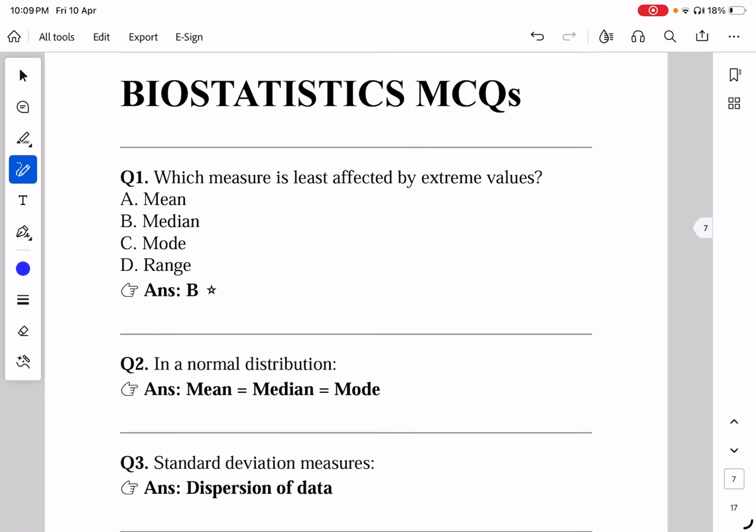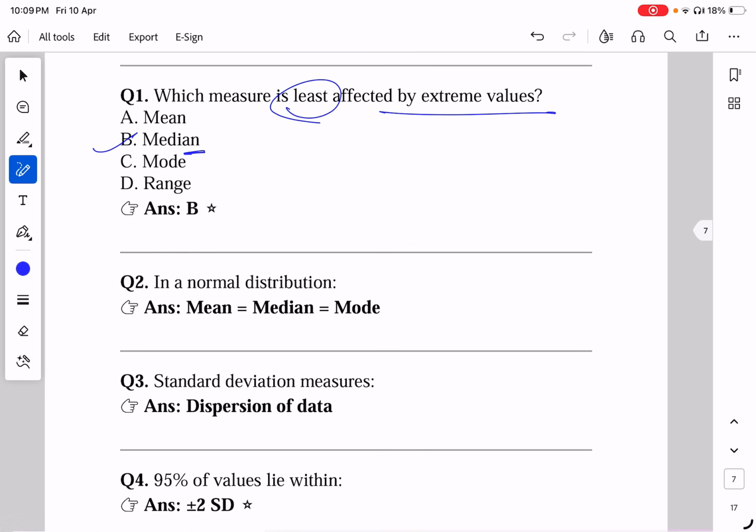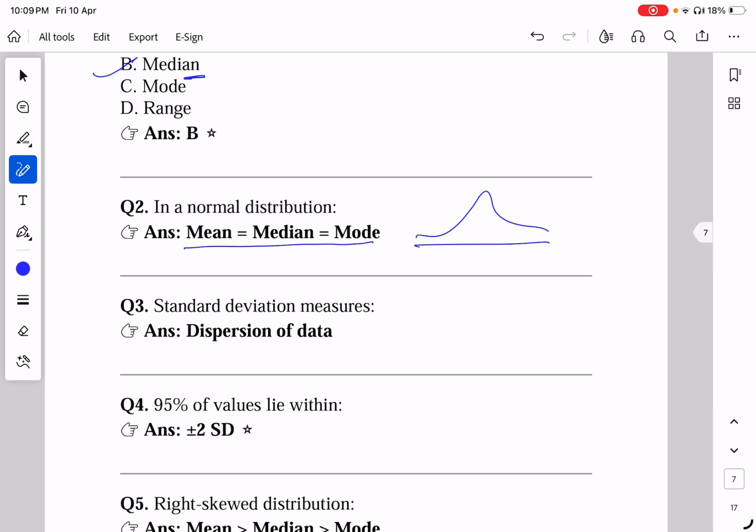A few MCQs on biostats. Which measure is least affected by extreme values? Mean, median, mode, or range. So median is least affected by extreme values. Mean is affected, mode is affected, and range is affected, but median is least affected. In a normal distribution, mean equals median equals mode. We have already discussed. Standard deviation measures dispersion of data.